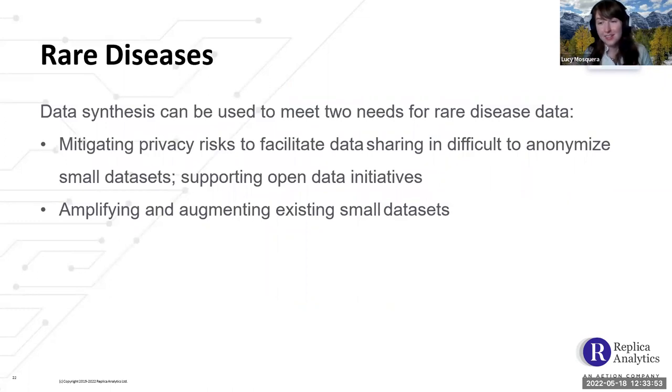So, getting started with my last section for this discussion: rare diseases. How can synthetic data help? What opportunities are present there? Data synthesis has a lot of opportunity to help out with rare disease in two main ways. The first is the privacy use case of being able to mitigate privacy risks in difficult to anonymize small data sets. In this way, data synthesis can support open data initiatives and facilitate data sharing for rare disease data sets. The other main opportunity for synthesis to contribute to research in rare diseases would be for amplification and augmentation of existing small data sets.